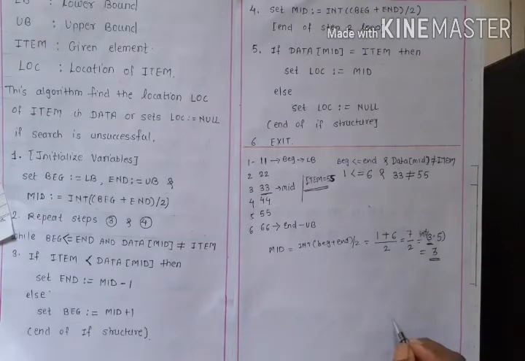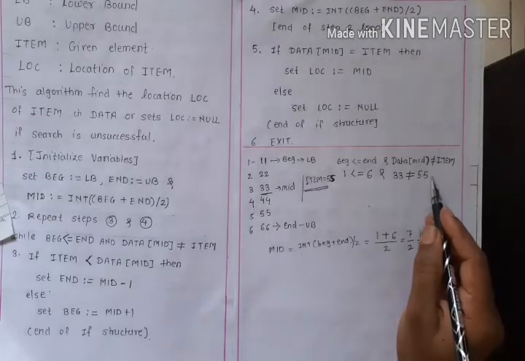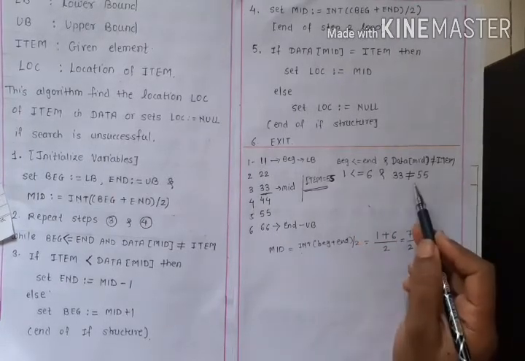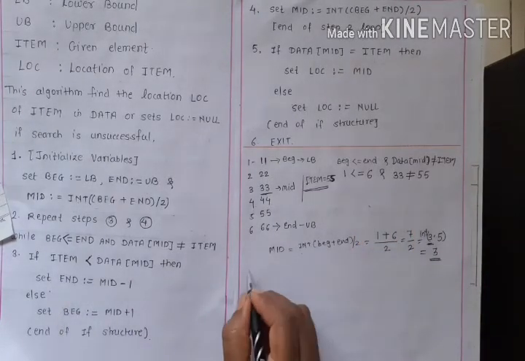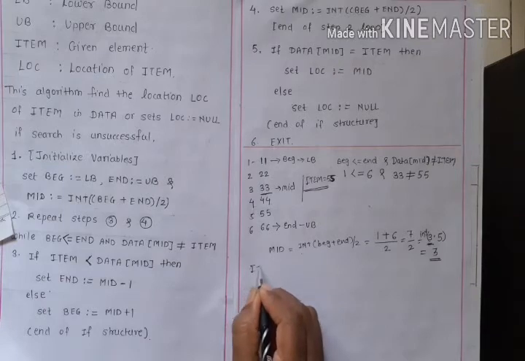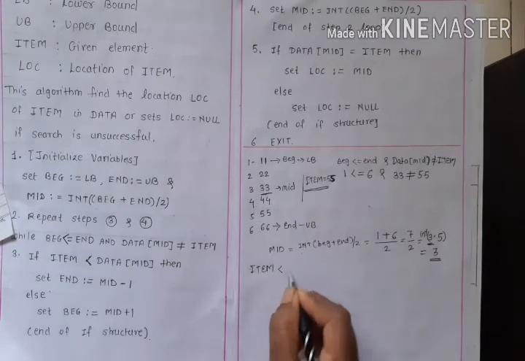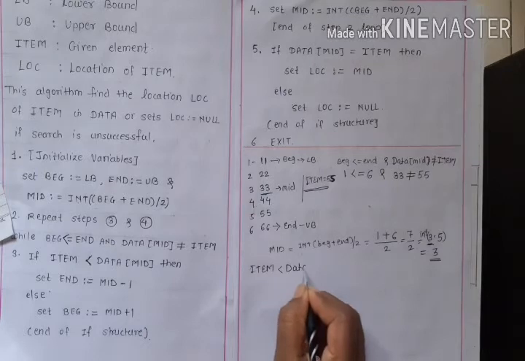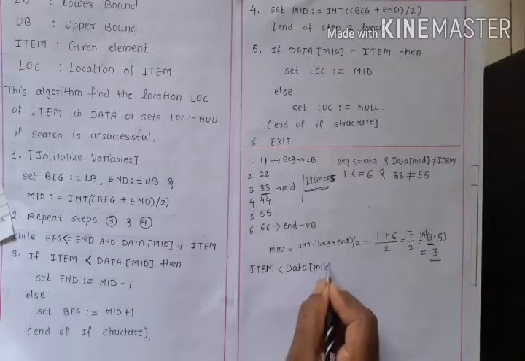Is this condition true or false? Okay, this condition is true. Then go to the next condition. What is the next condition? Atom less than or equal to data of mid.